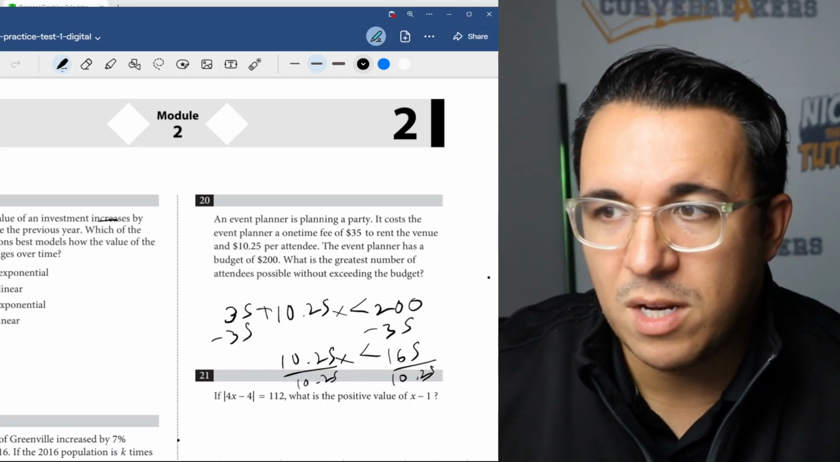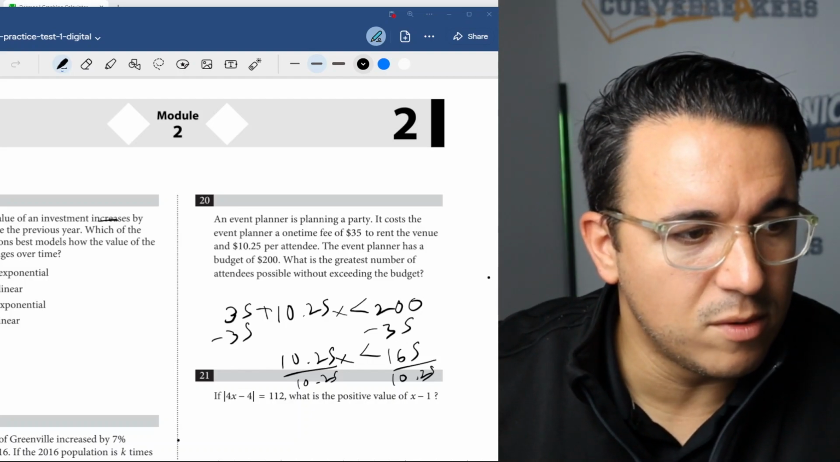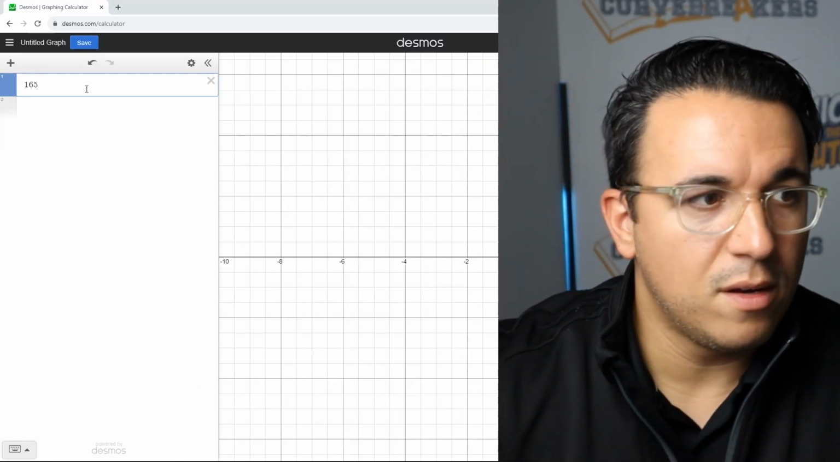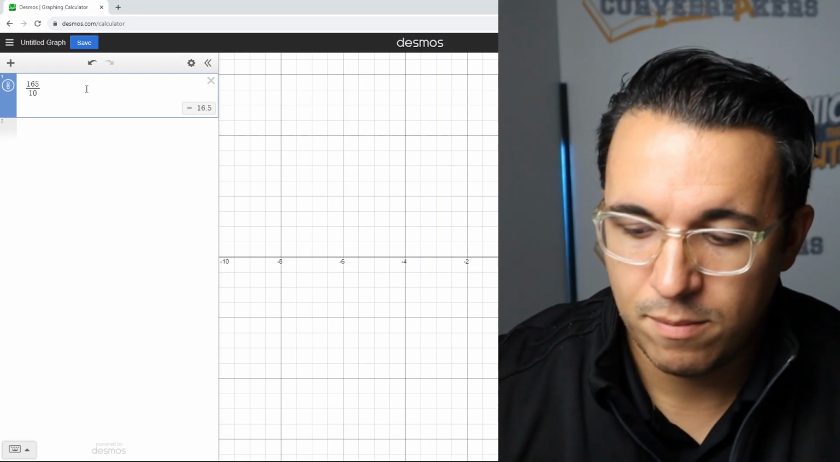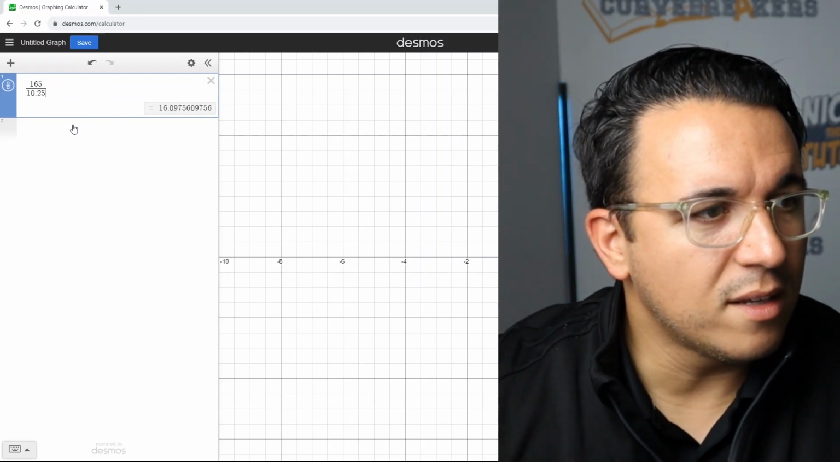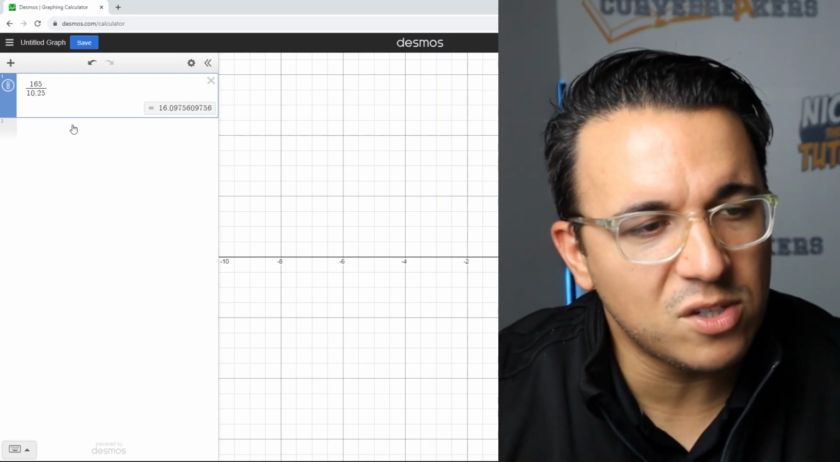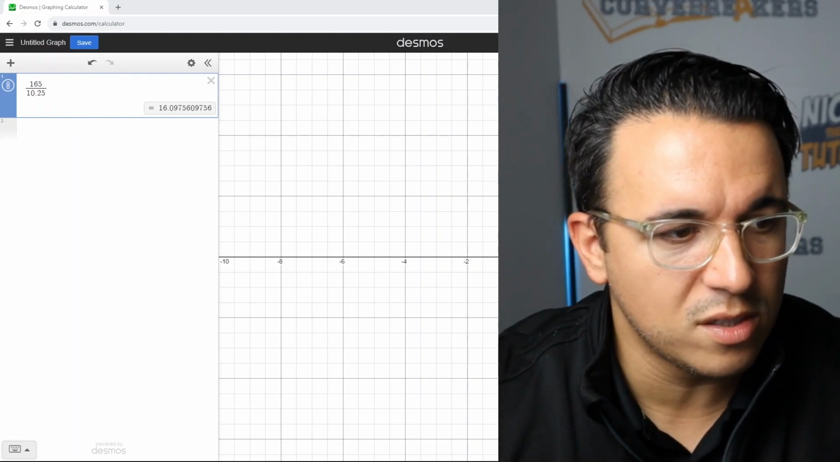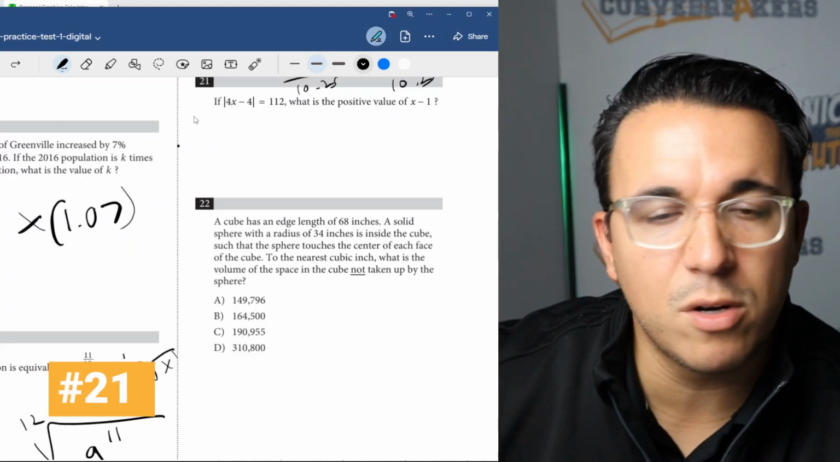So now this is where we need a calculator. So let's jump into Desmos here. 165 divided by 10.25. That gives us 16 and change, so we're not going to be able to have 17, so I'm going to go with the answer choice as 16. Let's get into number 21 here.